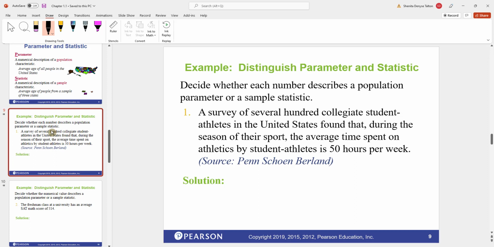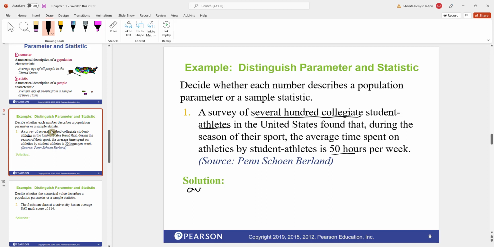So in this next problem, we're going to decide whether or not it's a parameter or a statistic. A survey of several hundred collegiate student athletes in the U.S. found that during the season of their sport, the average time spent on athletics by student athletes is 50 hours per week. Okay, so we're looking at this. They said the average time spent is 50 hours per week, and it's based off a subset of the population because we only looked at several hundred collegiate student athletes. It doesn't say that we looked at all student athletes.